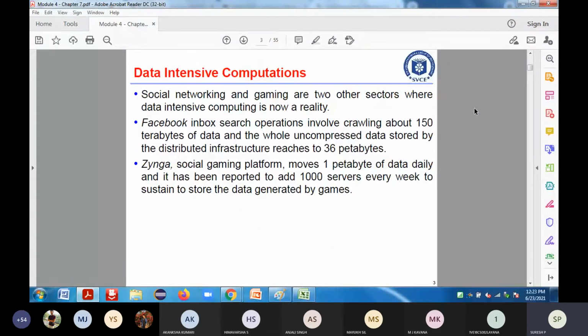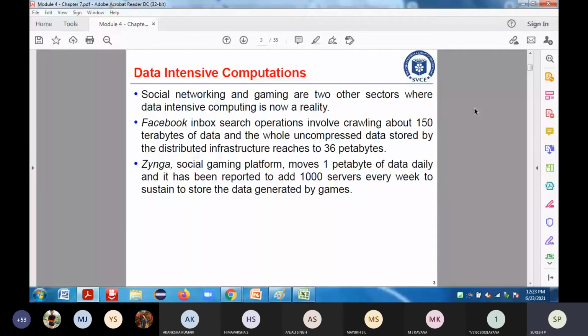So this textbook was written 5 years back. In at most 5 years, the data size will almost be doubled or tripled, because more and more data is generated in the world. So now when you have more data, the whole uncompressed data stored by the distributed infrastructure reaches 36 petabytes.